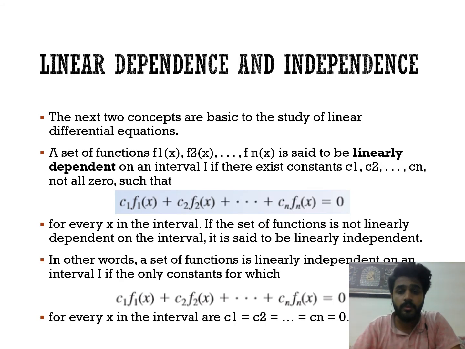We have another case, linear dependence and independence. The next two concepts are basic to the study of linear differential equations.